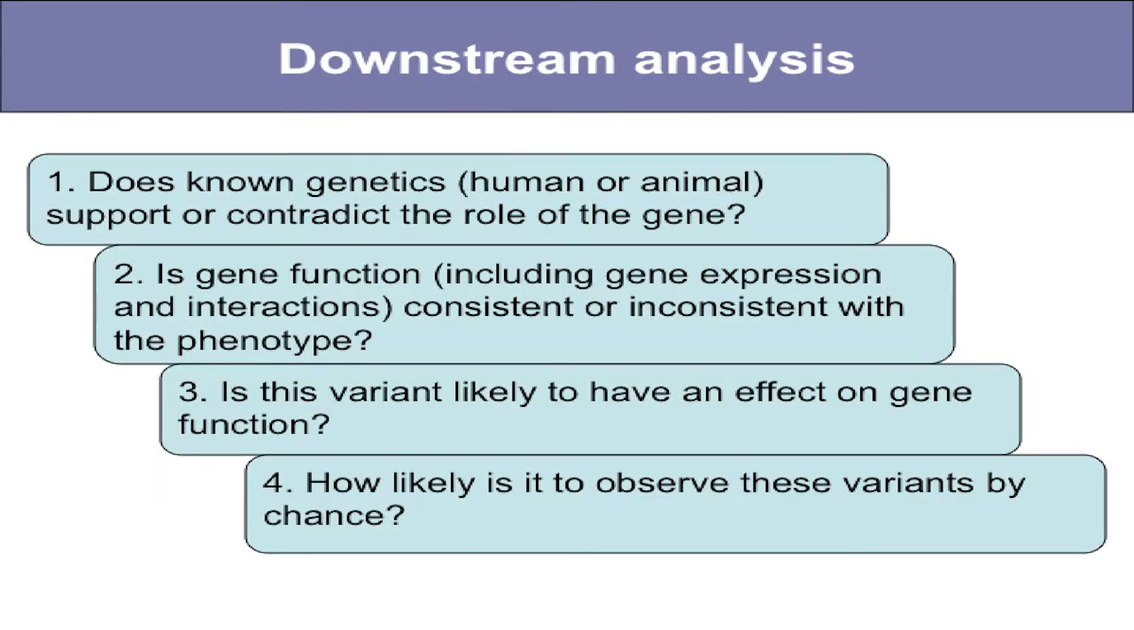Having this number of variants, you have to analyze them. And the usual principles are that you look at known genetics, human or animal, and see if these findings can be supported or contradict known genetics. You look at the gene function, both by reading literature and with automated methods, looking at things like gene expression, maybe interactions, and so forth, and again trying to resolve whether this function supports the role of the gene in this phenotype or contradicts it. But then there is a question which I'm going to focus on today.